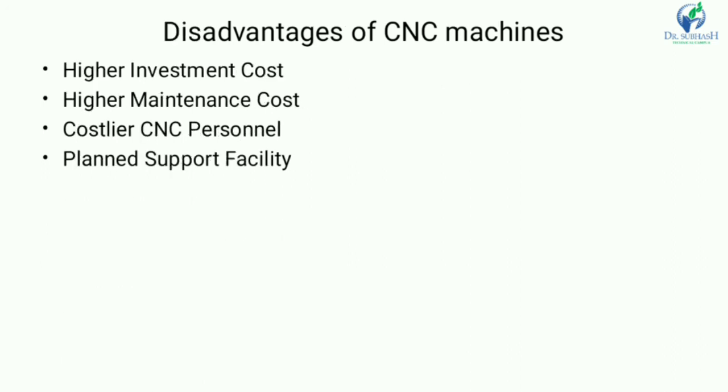Now let us see some disadvantages, that is the higher investment cost, higher maintenance cost, costlier CNC personnel, and plant support facility. That means most of the preparative work for CNC operation is done away from the machine, so plant support facilities will be essential. That is the part programming, tape preparation, and tool presetting. So these are some limitations of the CNC machine.